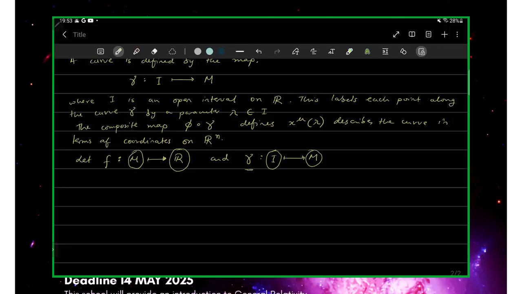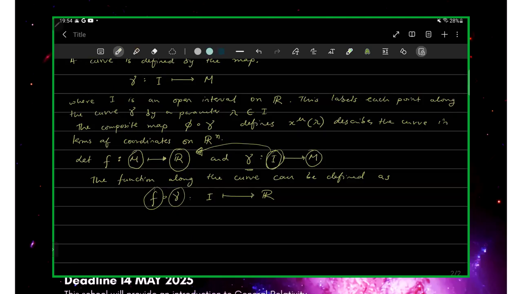Then the function along the curve can be defined as the following composite map: f composite gamma, which takes from I to R. That makes sense because f takes from M to R, and gamma, the curve, takes from I to M. So the composite function should take from I to R. Is that clear to everyone?